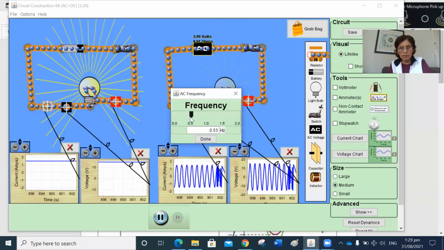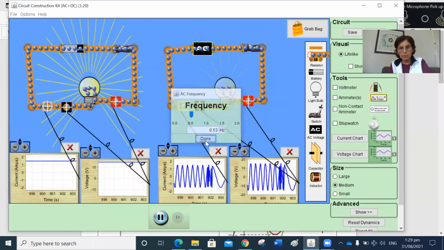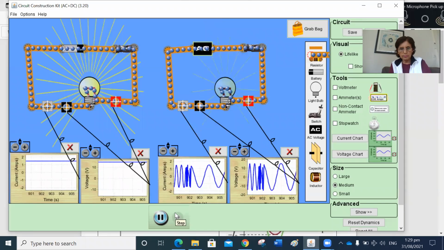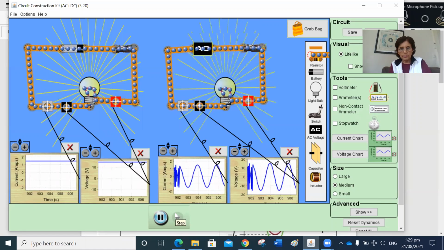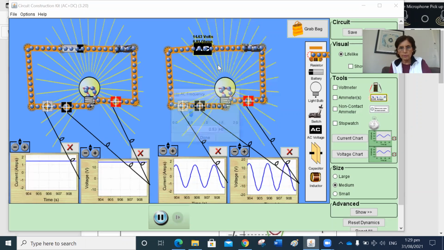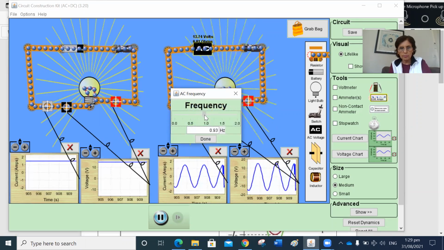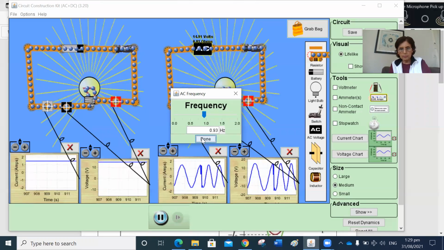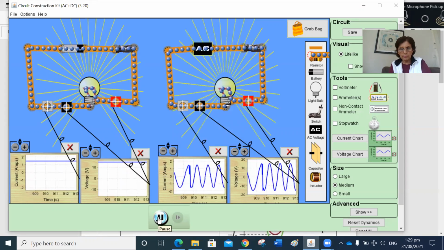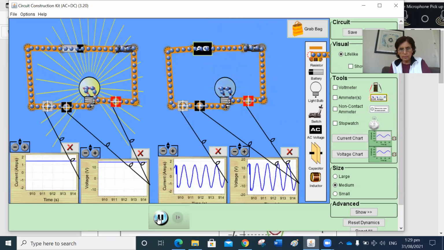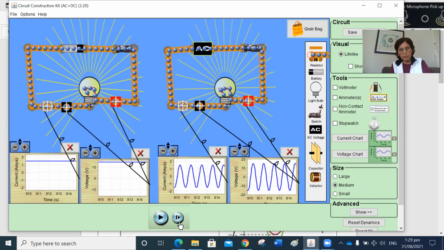Say somewhere 0.5 hertz. Or maybe I will make it easier, it will be 1 second. So I will change the frequency to 1 hertz. Okay, now, so presently the frequency is 1 hertz.